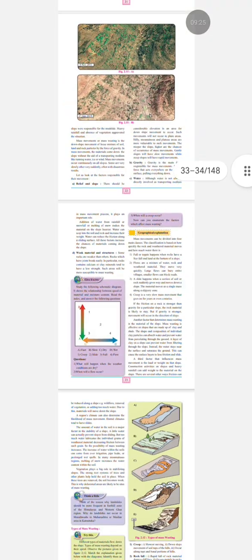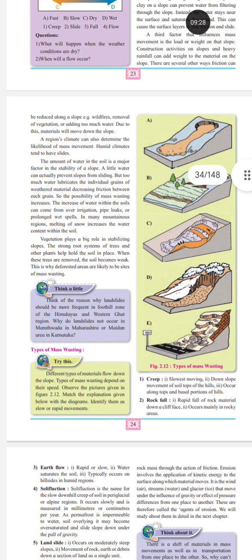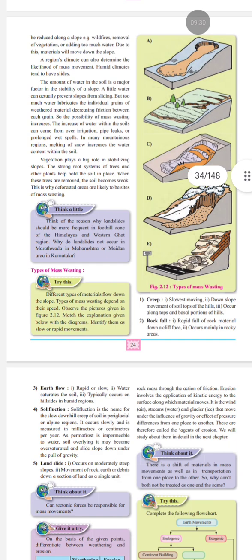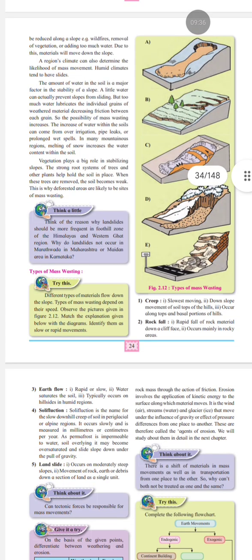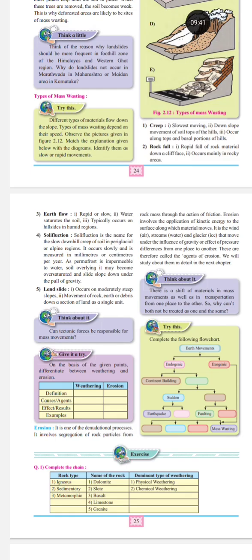Now, we will be moving on to our next topic, that is types of mass wasting. First is creep. Creep is the slowest type of movement. In this process, soil and loose material slowly move down the slope under the influence of gravity. The movement is extremely slow, so we may not notice it immediately. It can continue for years or even centuries.